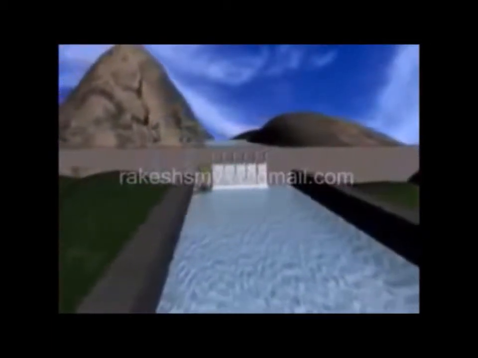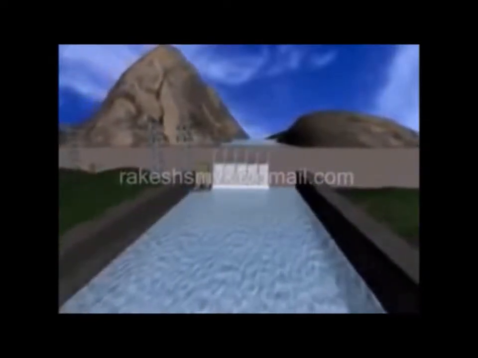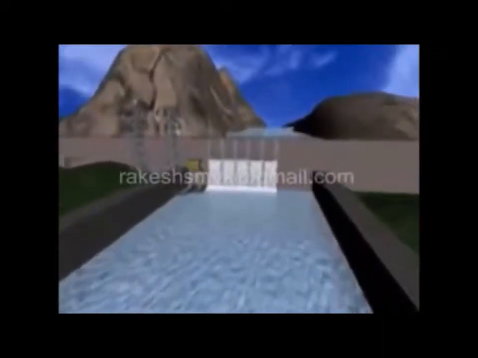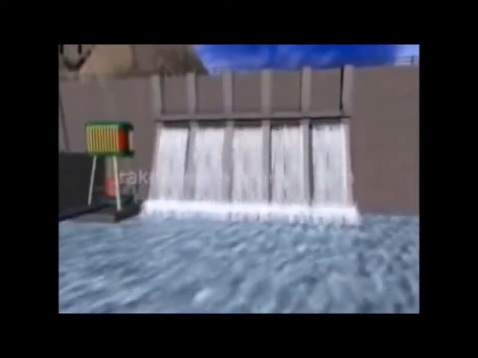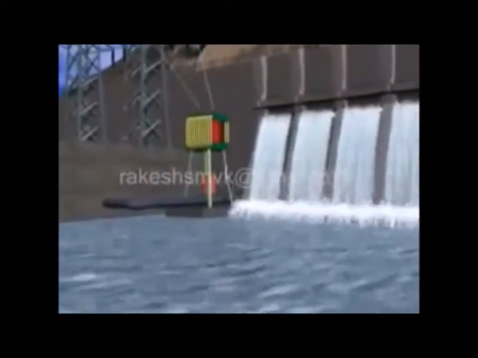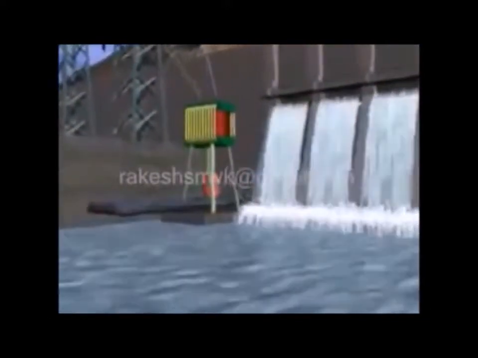Method number 2 is pumped storage. This method produces electricity to supply high peak demands by moving water between reservoirs at different elevations. At times of low electrical demand, the excess generation capacity is used to pump water into the higher reservoir. When the demand becomes greater, water is released back into the lower reservoir through a turbine.